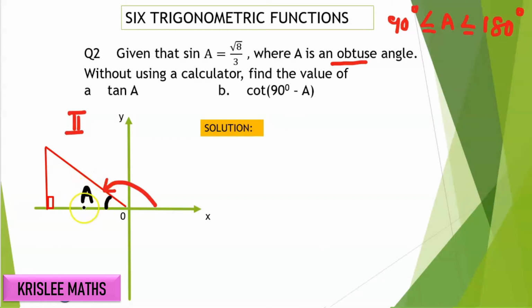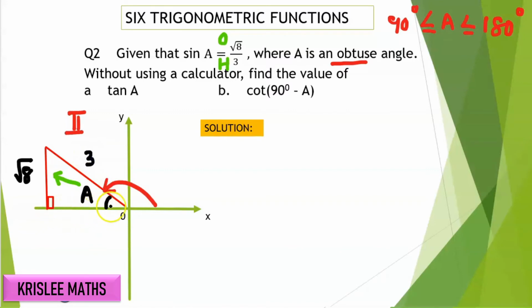So the corresponding acute angle lies between the x-axis and the radius. Next, use the sine A value to complete the sides. Here sine A equals square root of 8 over 3. Remember, sine is opposite over hypotenuse. So for angle A, the opposite will be square root of 8 and the hypotenuse is 3.